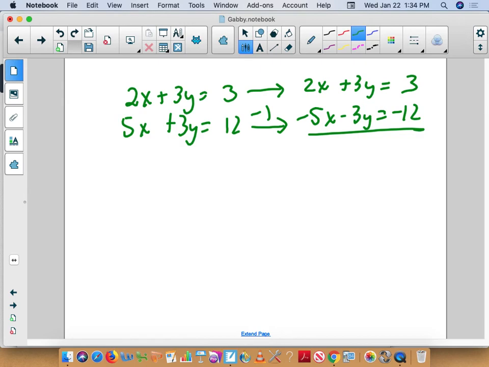Okay? What's 2x plus -5x? Isn't it going to be -3x? -3x, yeah. Remember, you're adding these two things. So that gives you -3x. Daniela, do you see that? Yeah. Okay.